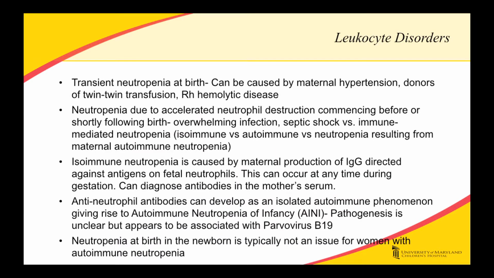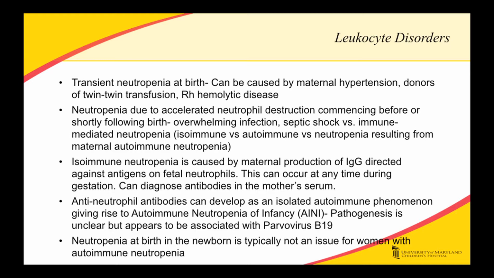Leukocyte disorders. There can be a transient neutropenia at birth, which is caused by maternal hypertension, donors of twin-to-twin transfusion, and then Rh hemolytic disease. So sometimes you can see some neutropenia as well. It's usually due to accelerated neutrophil destruction commencing before or shortly following birth. You can see this with an overwhelming infection, septic shock, versus an immune-mediated neutropenia, isoimmune.